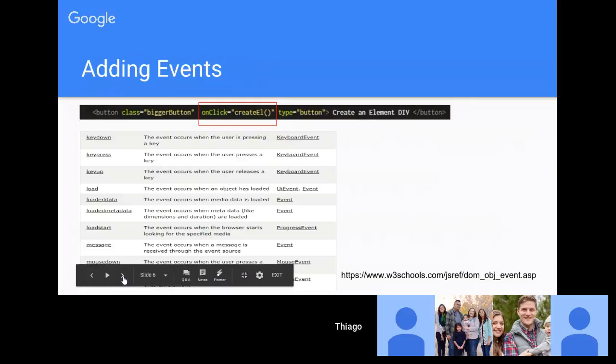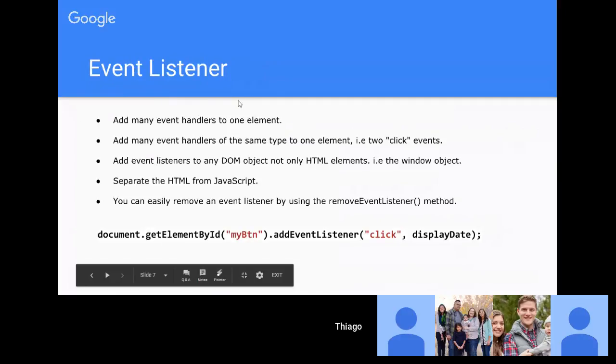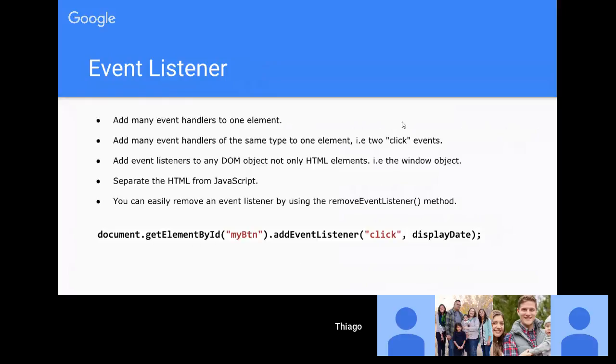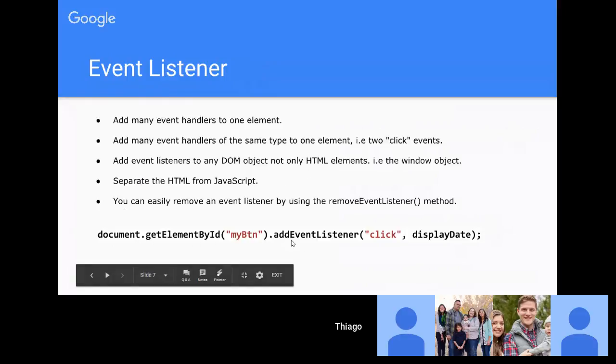And the other way to use events is the event listener. The advantage is that you can add more than one event for the same type of event. For example, click, you can have 2 events on the click. You can also remove everything from JavaScript, so you don't need to add the event on the HTML. You manipulate everything inside the JavaScript. Here is an example of how this works.